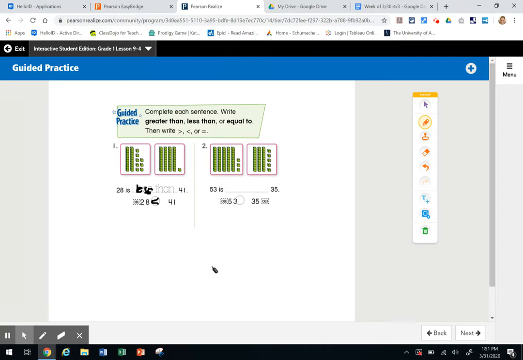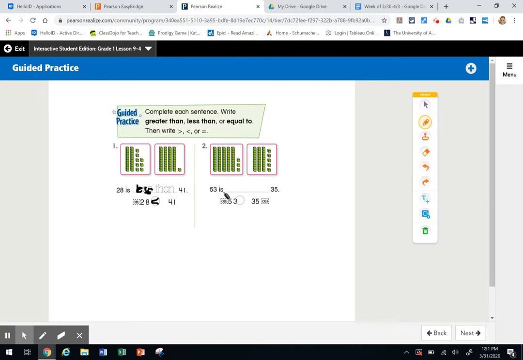I always like to think about the symbol like an alligator. There's supposed to be sharp teeth. I like to think about it like an alligator mouth, and the alligator only likes to eat the bigger number. So the mouth only eats the bigger number. Let's get rid of that and look at the next one.